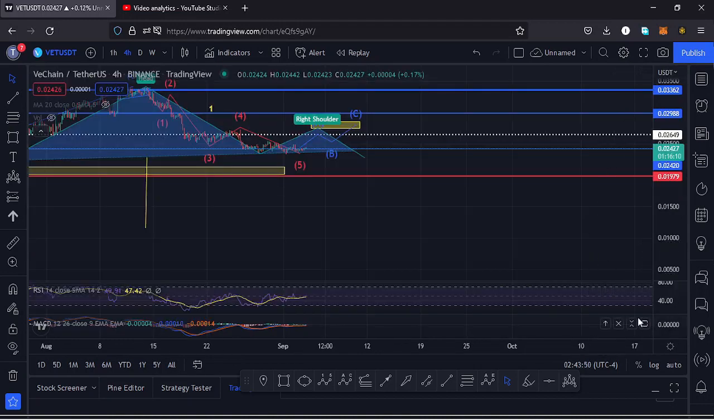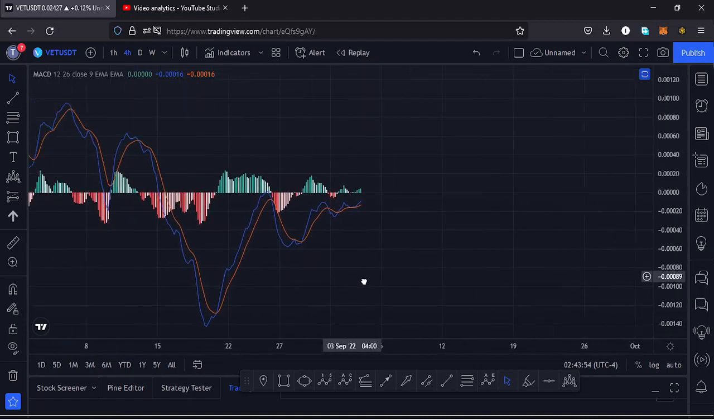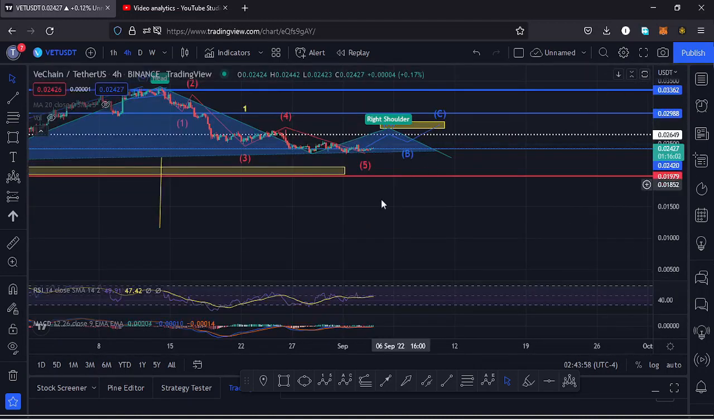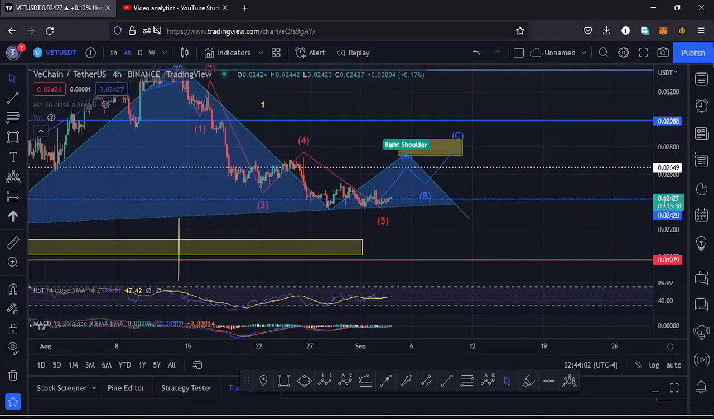Also taking a look at the MACD. On the MACD, we have printed a bullish cross, and that would mean higher prices could be coming our way. So it's very possible that we are going to continue seeing higher prices, see the formation of a wave 2, then continue seeing lower prices in the formation of a wave 3. So let's be patient and see how that plays out, and I'll keep you updated.